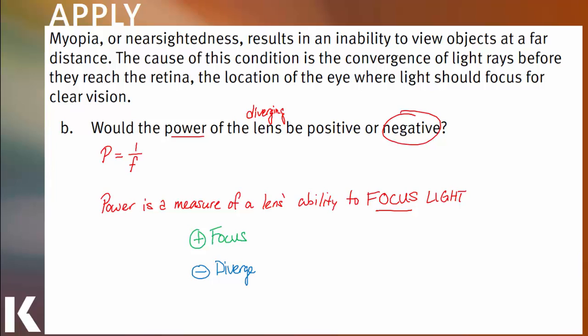Now at this point, you've seen just about everything you need to know to understand optical systems. So be sure to practice and review as needed in order to master this topic.